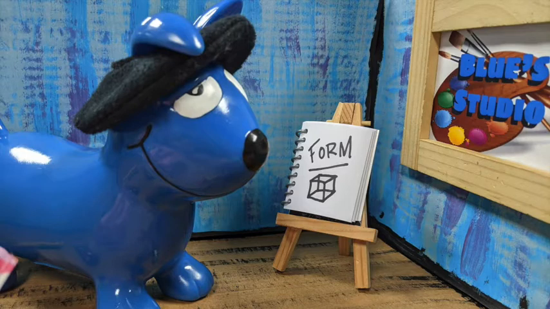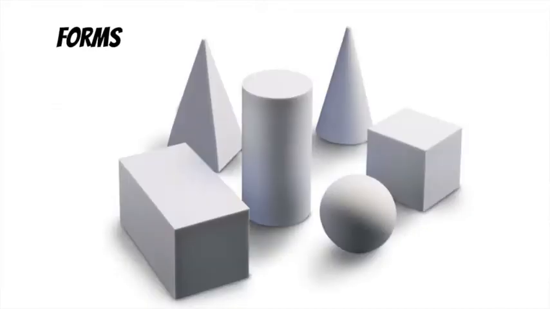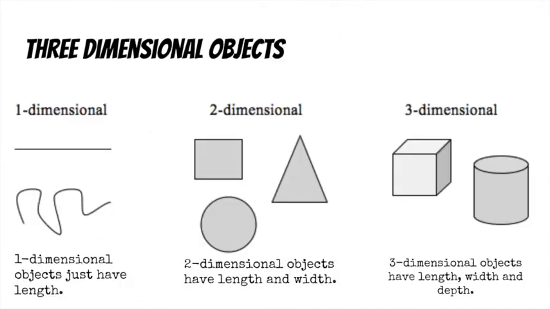Ooh, you want to learn about form? That's a fancy element of art. I think you are right. Let's do it. Our next element of art is form. Yay! Form is a three-dimensional figure. Interesting stuff. So let's talk about three-dimensional objects.